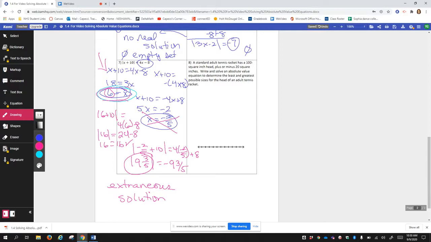Okay, let's look at our last problem for today. This is a word problem. This is kind of working backwards. It says a standard adult tennis racket has a 100 square inch head plus or minus 20 square inches. Write and solve an absolute value equation to determine the least and greatest possible sizes for the head of an adult tennis racket. Now, this is one you could probably do in your head a little bit, but I'm going to show you both ways.